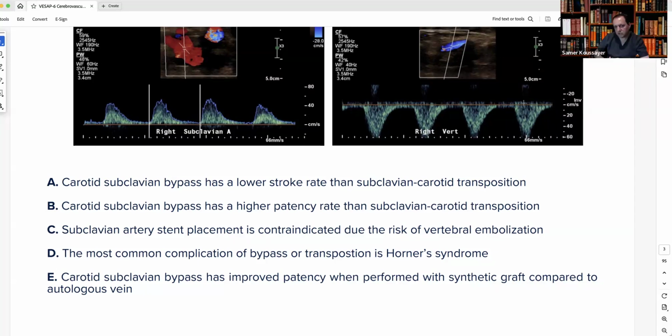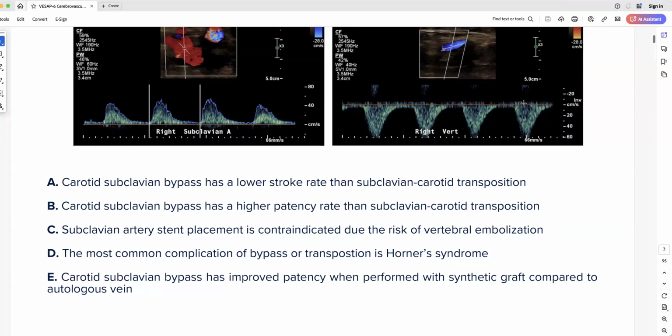Carotid subclavian bypass has improved patency when performed with synthetic graft compared to autogenous vein. So what do you think? As you said, Dr. Samer, it's the same, but I will go with A, synthetic graft, which has more patency compared to autogenous vein. So the answer is E.